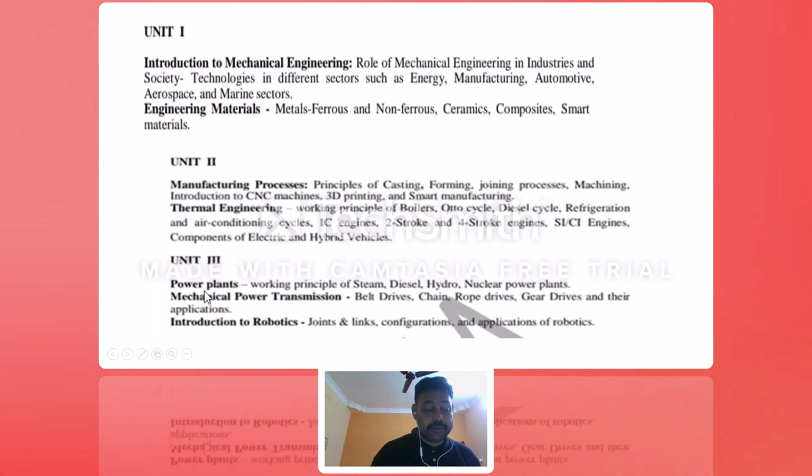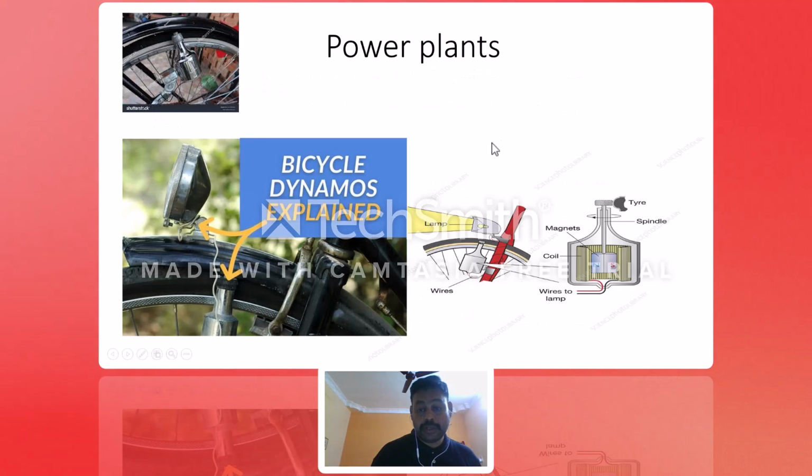So here first we are going to talk about the power plant. Before going to discuss the power plant, I want to give some prerequisite. I think the pictures I'm showing, you might have already seen in your school age, right? So this is like a bicycle dynamo. It will be engaged with the tire like this. Whenever you are riding the bicycle, this dynamo head will rotate. While rotating, this mechanical energy is converted into electrical energy. That electrical energy is tapped through the wire and you will get the lighting. So this is the simple thing.